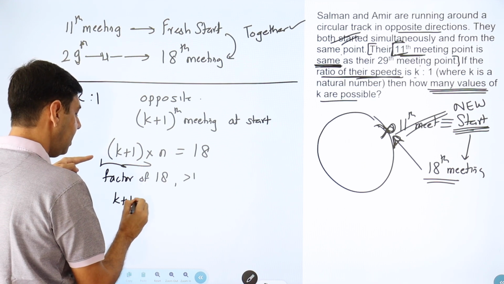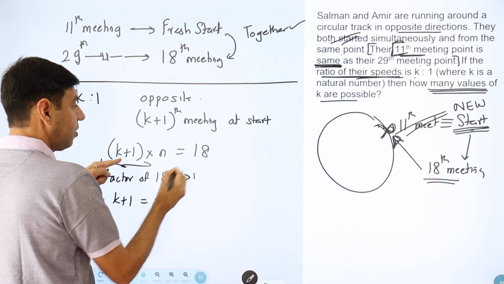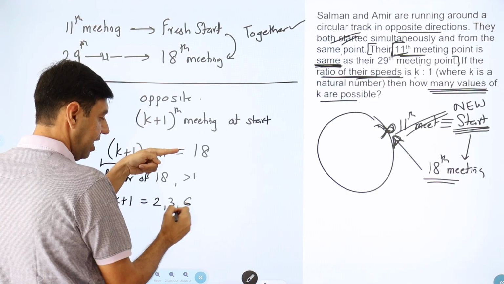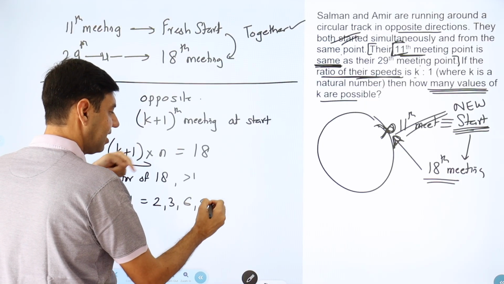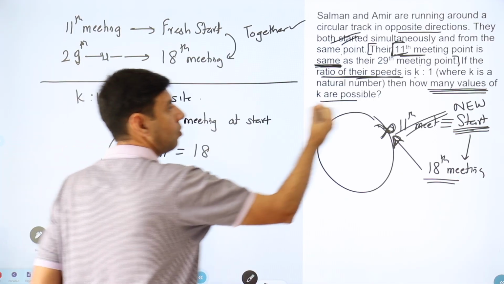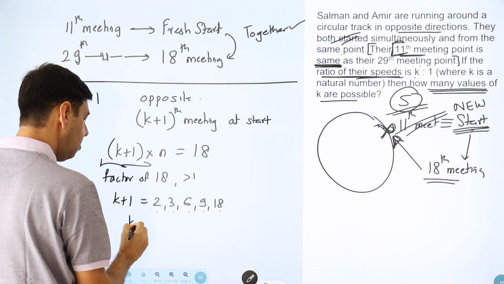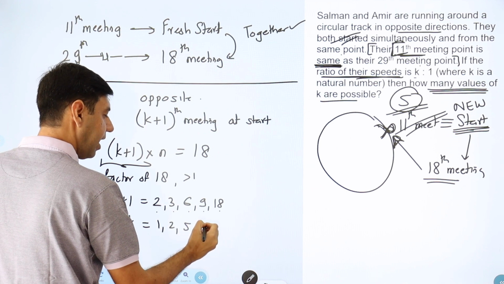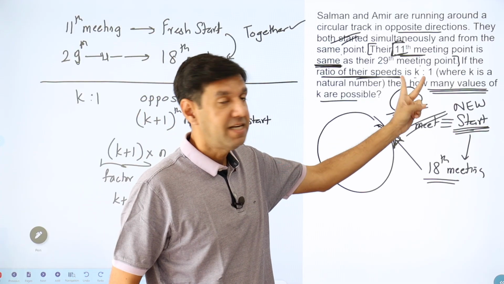So if I want it in detail, k plus 1 can be 2, it should be more than 1, right? Can be 2, or it could be 3, 4 doesn't divide, 5 doesn't divide, 6, and now we see that 6 threes are 18, 2 nines are 18, and 1 we had skipped, it could be 18. These are 1, 2, 3, 4, 5. So how many values can it take? 5 is the answer. And if you want the values of k, it could be 1 or 2 or 5 or 8 or 17.